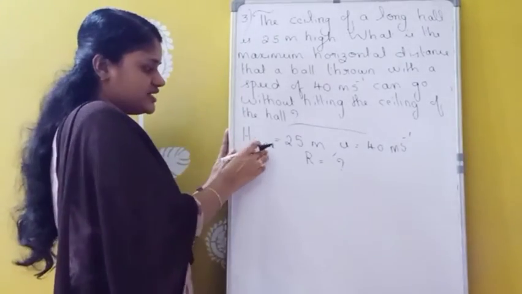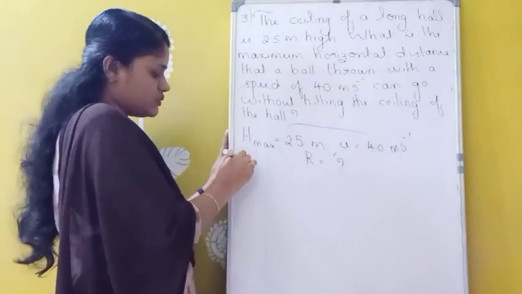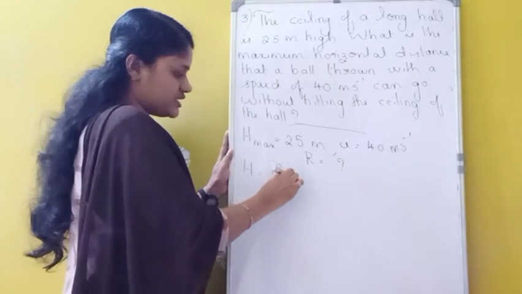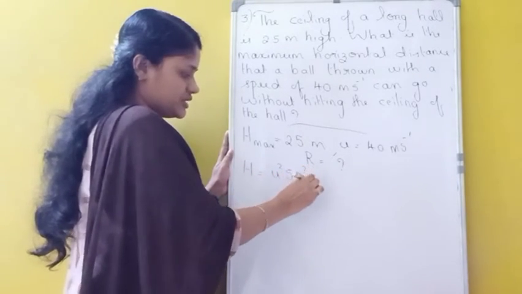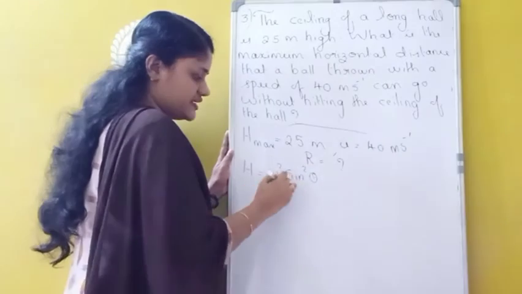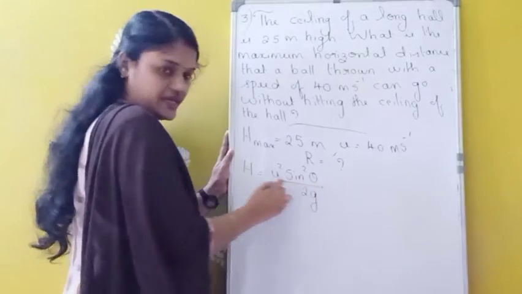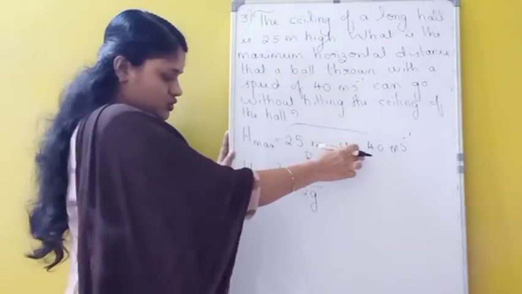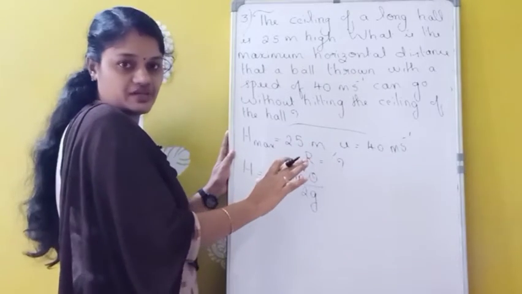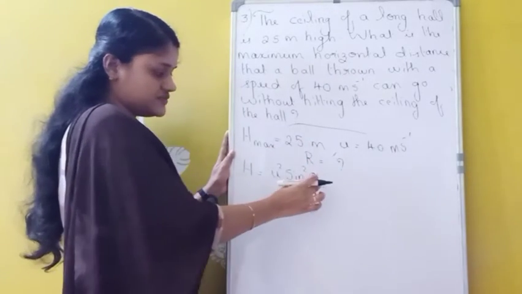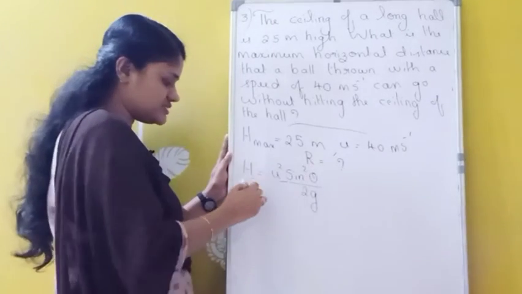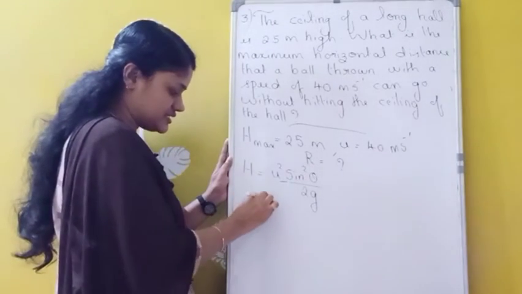For that, H is given here. What is the formula for height H? H equals u square sine square theta divided by 2g. We have the value of u, the H maximum value is given, and g we already know is 9.8. So what we have to find from this is sine square theta.